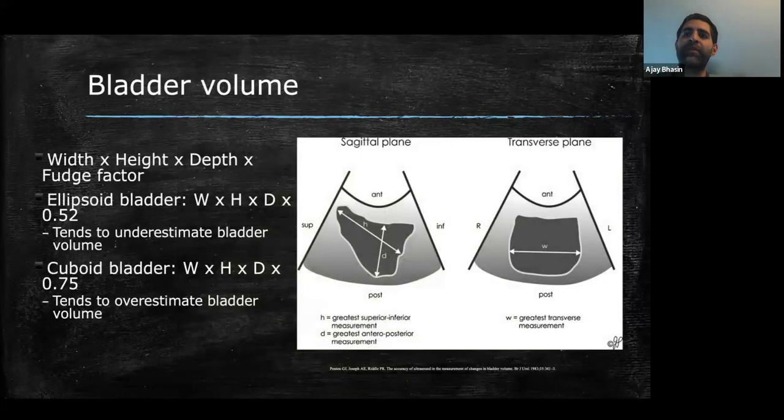For measuring bladder volume, you're going to want to take the maximum dimensions for the height, which is the left to right distance in the sagittal plane, and the depth, which is the top to bottom distance in the sagittal plane, and then the width, which is the left to right distance in the transverse plane. And then there are different literature values for the coefficients to estimate bladder volume. We will say split the difference here and say 0.6, to kind of get an estimate. Again, we're not trying to get an exact value.